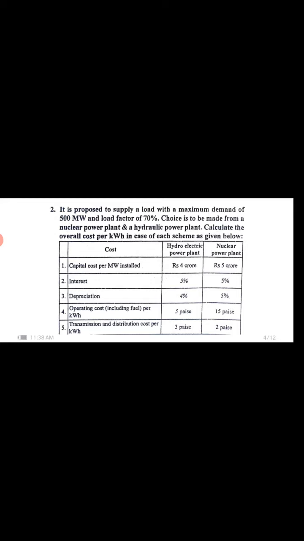It will cost 5 crore rupees per megawatt. That is 5 into 500, that is 2,500 crores. It will cost more, because a lot of technology goes into the nuclear power plant, the nuclear reactor, and there are a lot of safety issues. Okay, that is turbine, steam turbine.